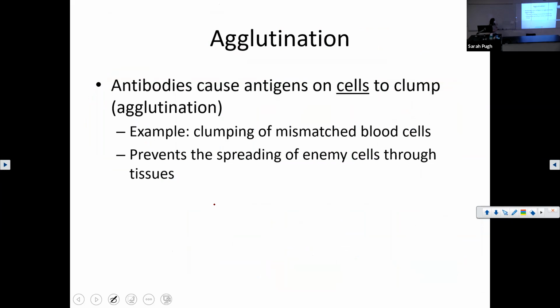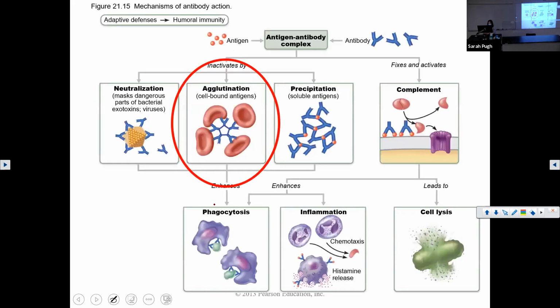They can also go through a process called agglutination. You know this one. This is where antibodies will bind to foreign antigens on cells and cause them to clump. So a great example of agglutination is the clumping of mismatched red blood cells. So here in this picture, you can see that we've got all of these antibodies binding to the foreign antigen on the surface of these red blood cells. And it's causing a whole bunch of red blood cells to clump up together. That's called agglutination. Those cells are flagged for destruction and phagocytic cells will gobble them up.